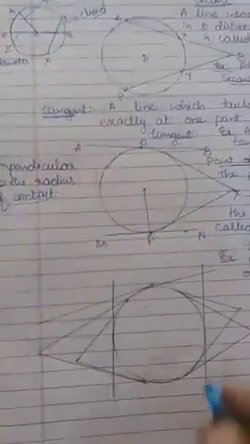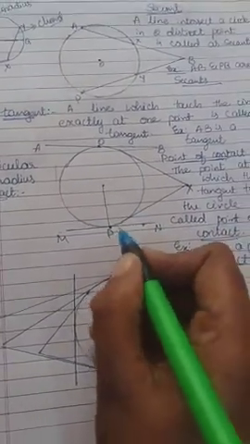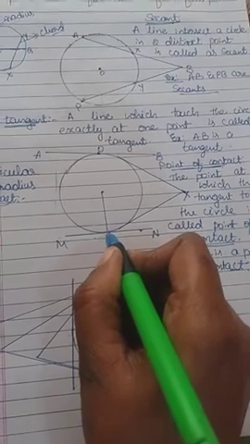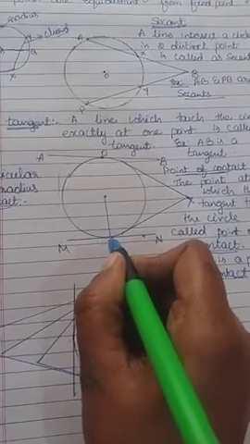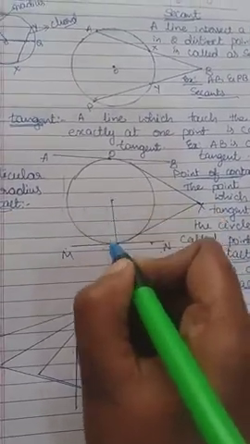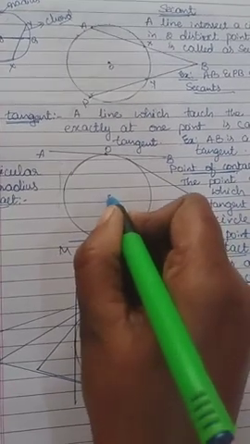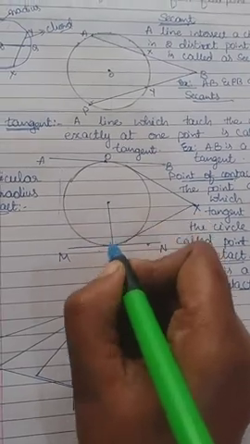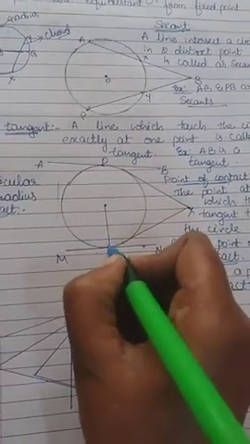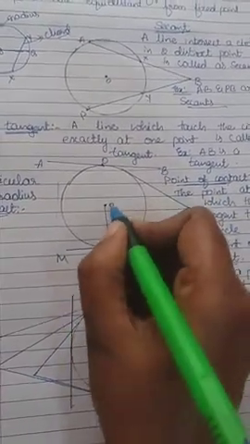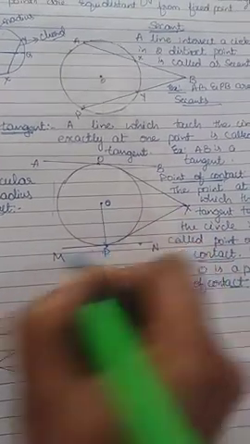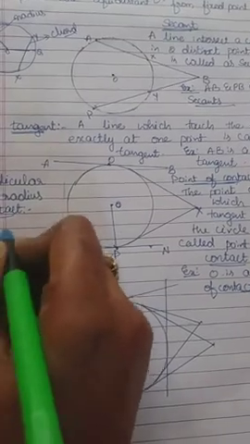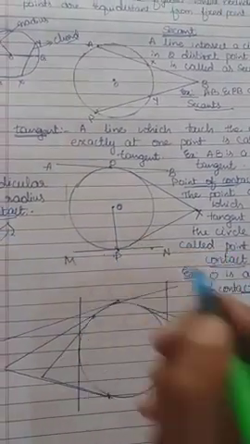So I told you about the point of contact. If you take P as the point of contact here, the point at which the tangent meets the circle is perpendicular to the radius. So this is always perpendicular to the radius. If this is O, then OP is called the perpendicular to the radius of contact.